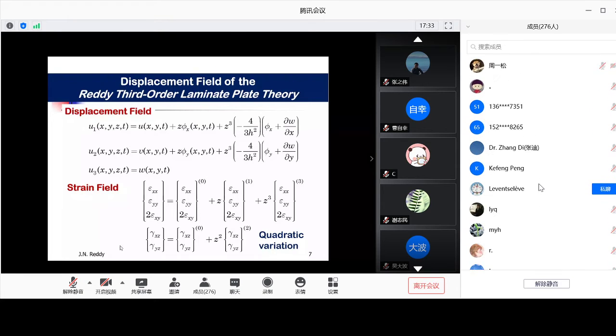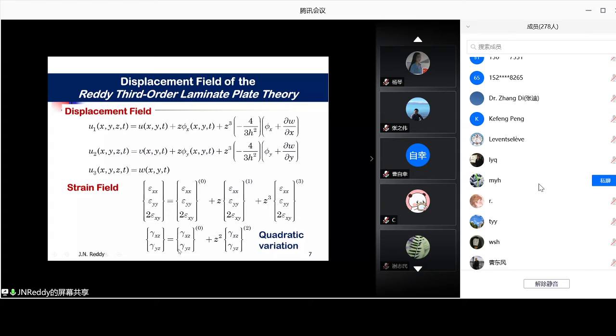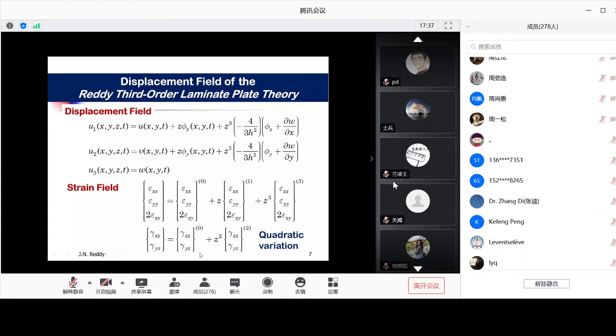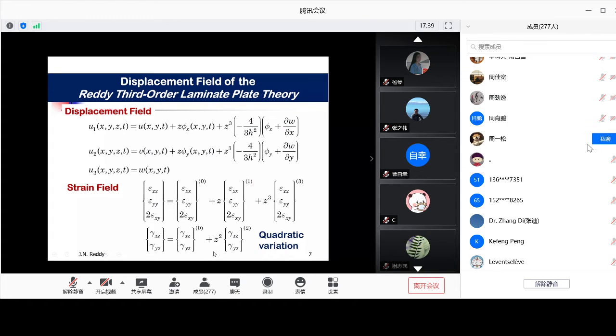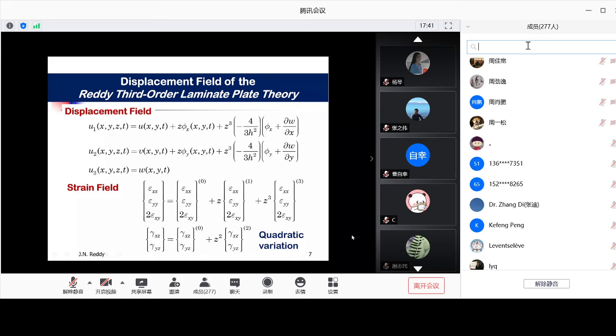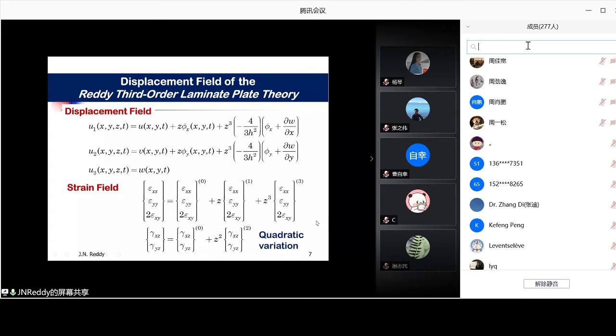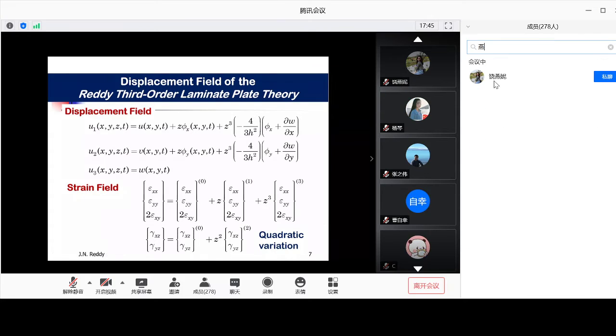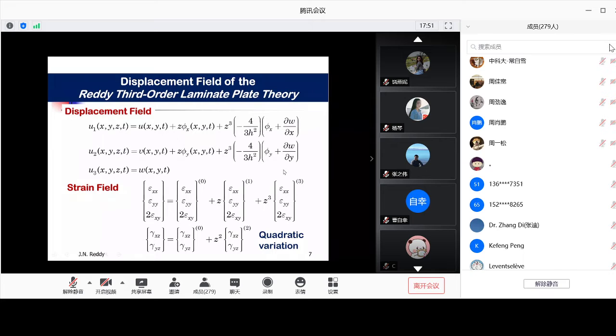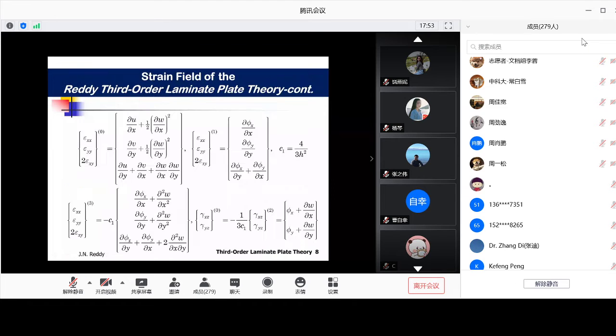So now we have the facility or ability to represent the shear stresses quadratic through the thickness. And as a result, you don't need shear correction factors. So the third order theory kinematics is much better, more close to the reality than classical plate theory or first order theory. So the rest of the story is very standard.